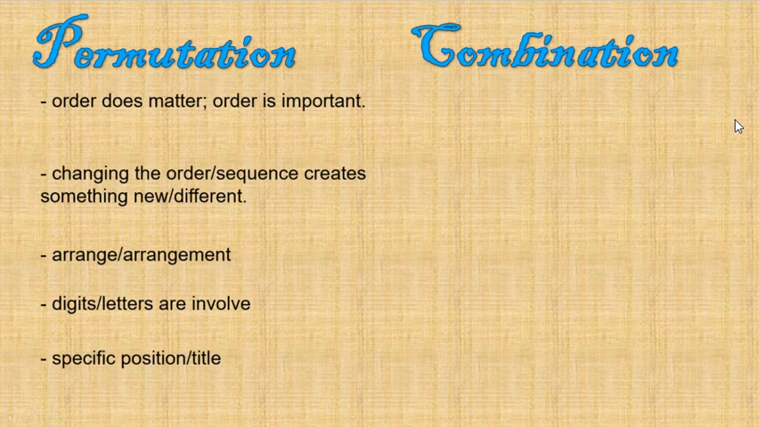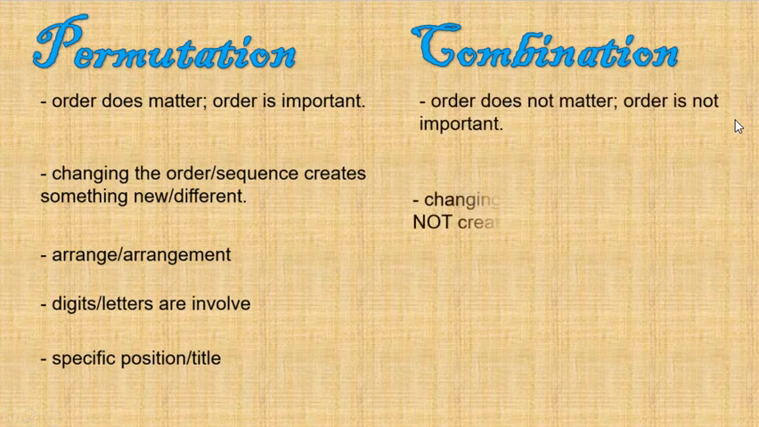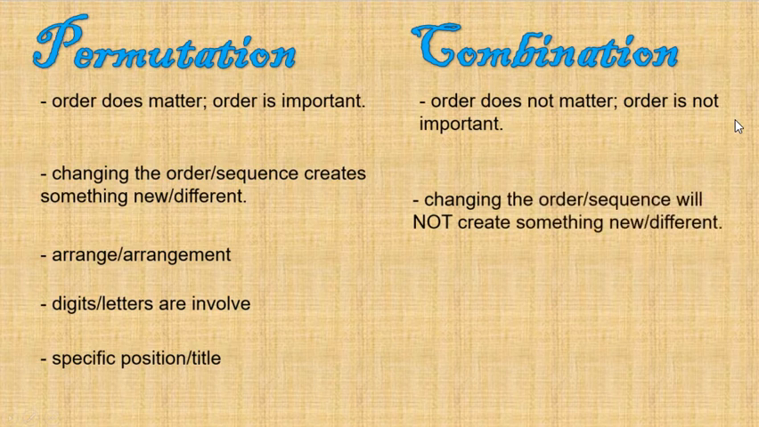So when are we to solve the problem using combination? If order does not matter or is not important, it is under combination. Or changing the order or sequence will not create something new or different, therefore that problem falls under combination. Or if there's the word option or choices, we are to solve the problem using combination.